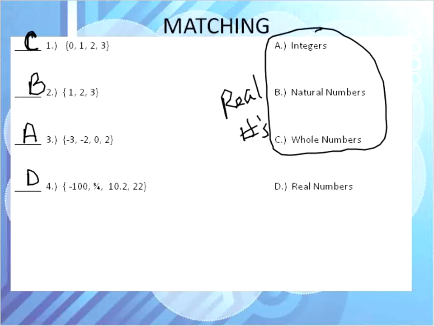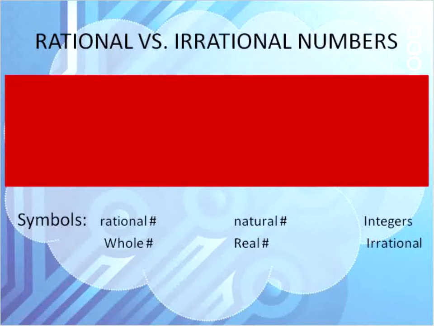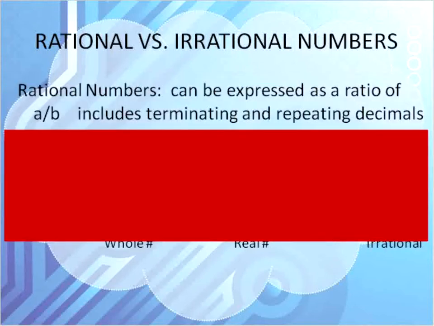If you need to pause, you can do so. We're going to move on here. Rational versus irrational. So let's cover up our definitions here first. Nice bright red. What's the difference between rational and irrational? Well, rational numbers can be expressed as a ratio of A over B. So that can be your integers because if you think about the number -5, that's a rational number because I can write it as -5 over 1.